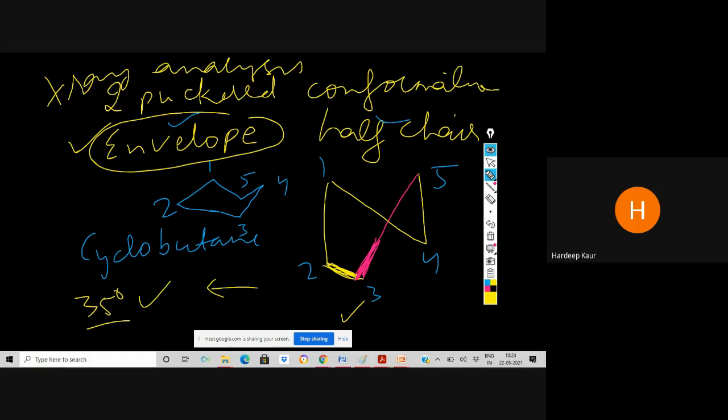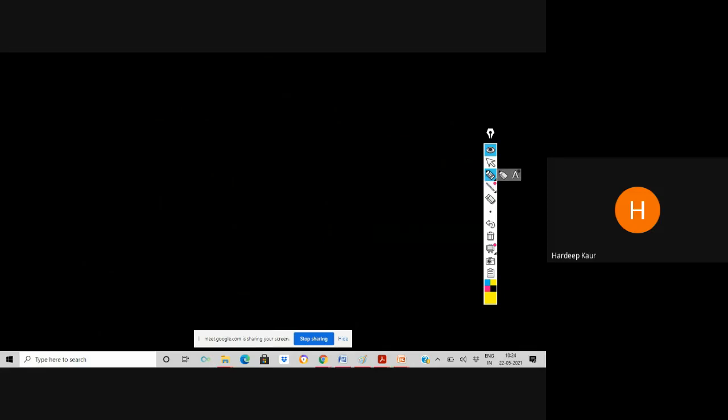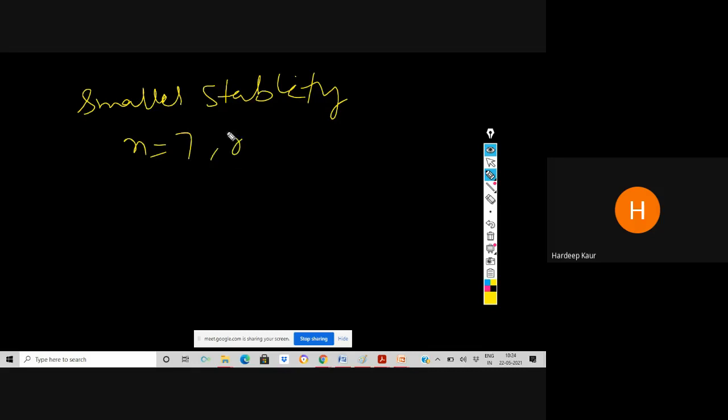Then we take the other rings, that is cycloheptane, cyclooctane, and cyclononane. These three rings have smaller stability, so they are highly unstable in nature. The 7, 8 and 9 membered rings all exist in non-planar conformation. Okay, so all of them are non-planar.